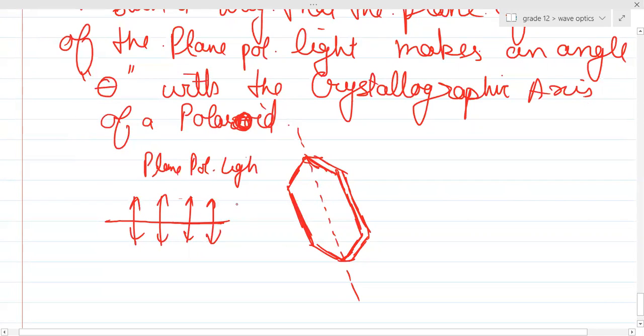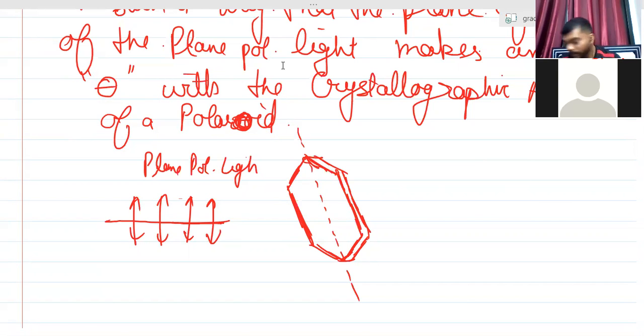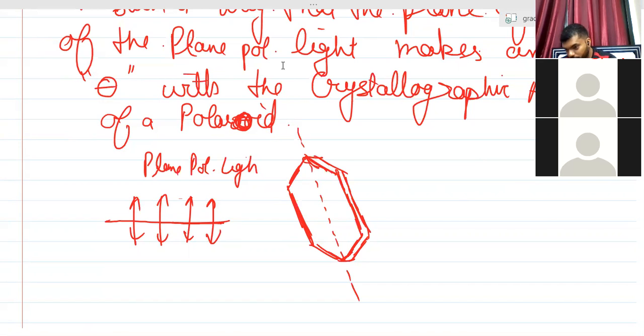So guys, can you see? Yes guys, can you see me? Suppose this is the plane of vibration of the polarized light. So basically the vibrations are only along this plane, right? This is my polarizer which is placed like this. So can you see the plane of vibration, this one, right? And can you see the crystallographic axis is like this?